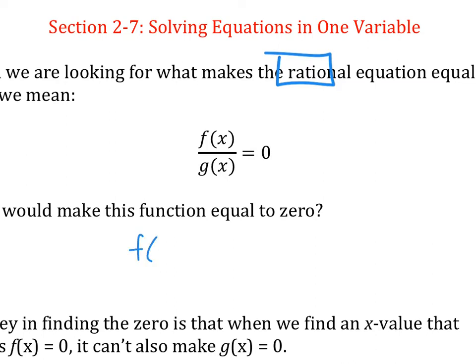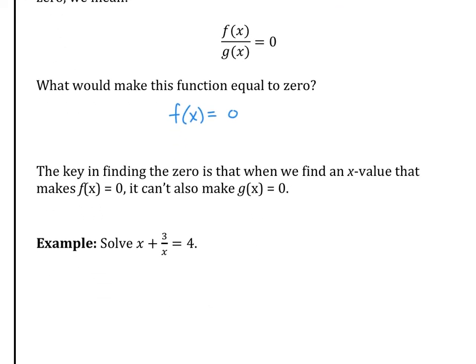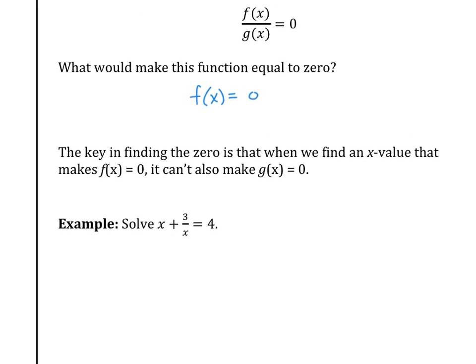Well, that's quite obvious. When f is equal to 0, the whole thing is 0, because if g equals 0, then it's going to be undefined. So that is the key. We're trying to find something that makes f 0, but it cannot make g 0, because g being 0 is going to be undefined. So let's solve this question.